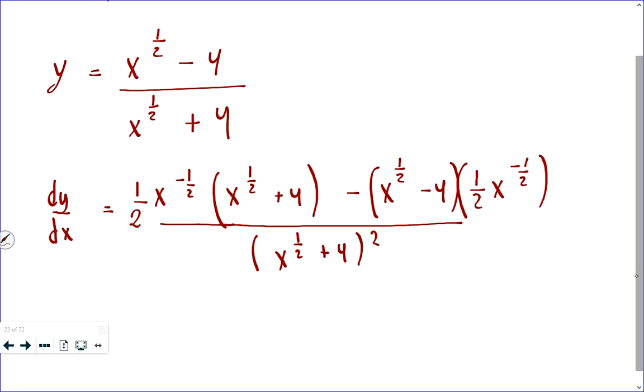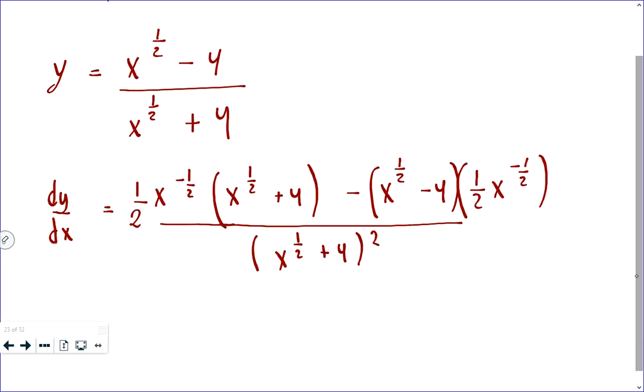Can I write the bottom as x plus 16? No. The square of a sum is not the same as the sum of the squares. If you wanted to write out what x to the half plus 4 quantity squared is, you'd have to take x to the half plus 4 times x to the half plus 4 and FOIL it out and get some really awkward looking trinomial. Why would you bother? It's already factored.